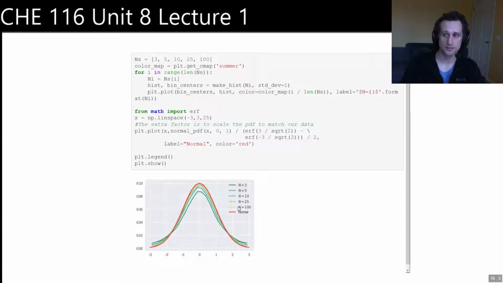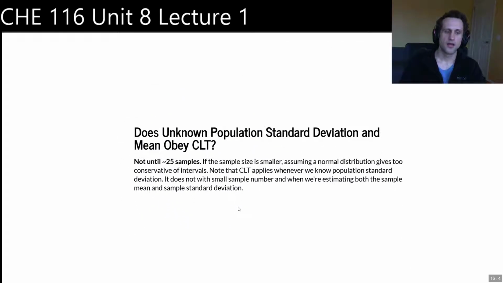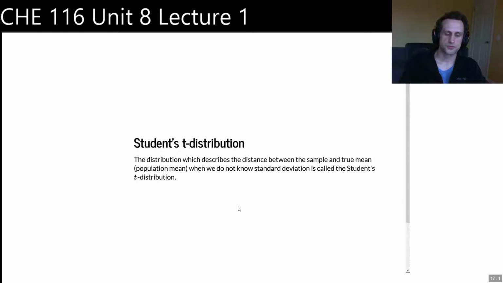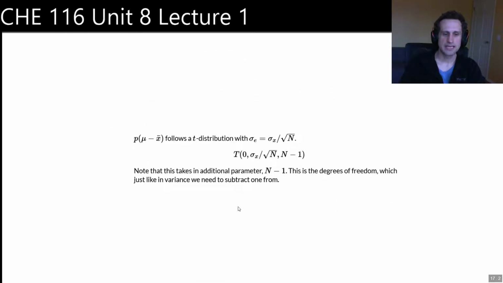But if n is not big, the central limit theorem does not apply. It turns out that it follows a different distribution called the student t-distribution. And it's very much like a normal distribution, but there's an extra parameter, and that extra parameter is the number of degrees of freedom. Okay? So this is like a normal distribution, but it gets a little bit more spread out as n changes. Okay?